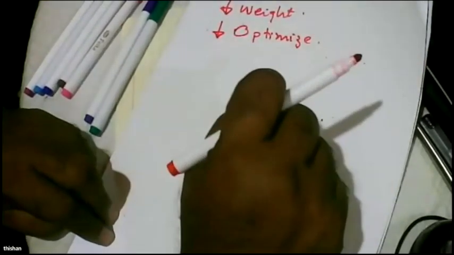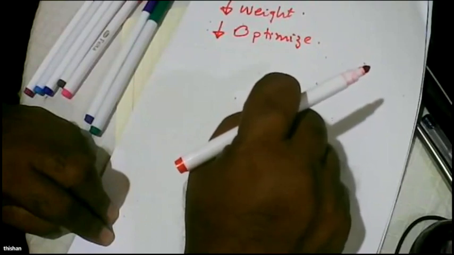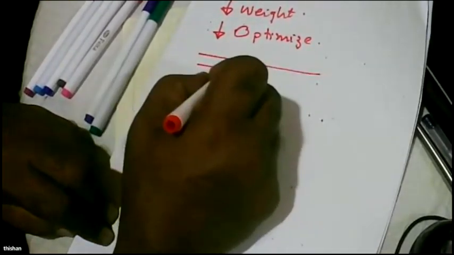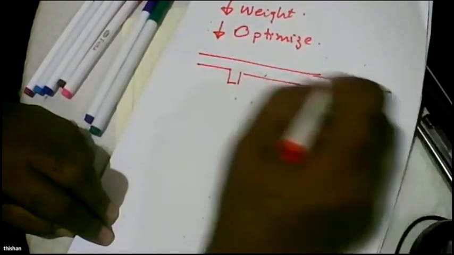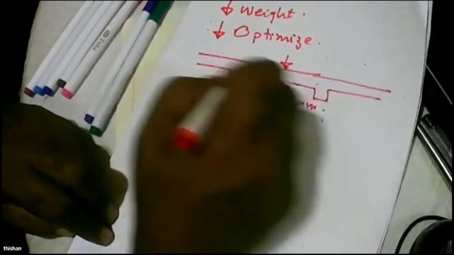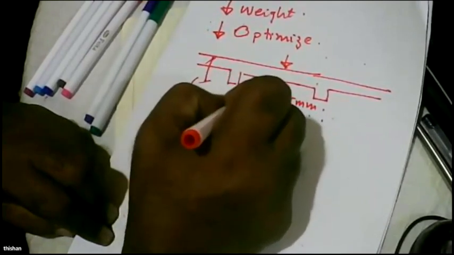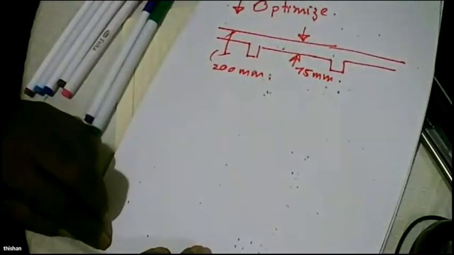Now how to optimize? We have to think about what the people did after the Second World War, when material was expensive and labor was cheap. So this is what they did: ribbed construction with 75 millimeters of slab and something like 200 millimeters of rib. They went for something like this.